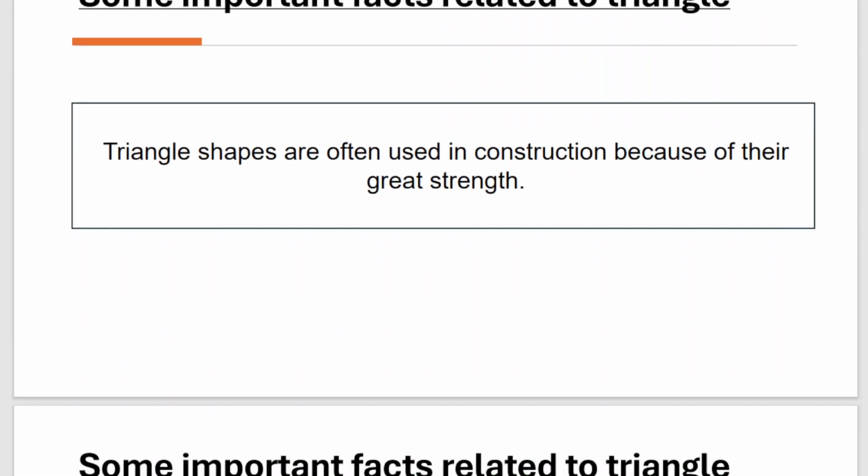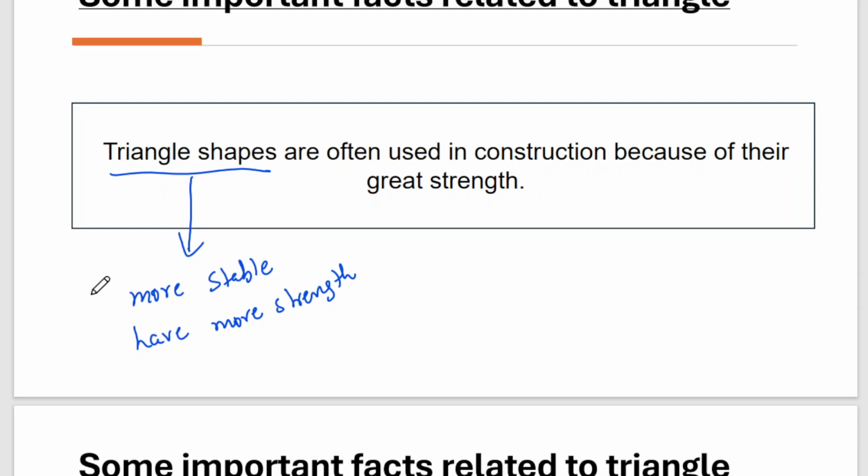Now coming to another point, triangle shapes are often used in construction because of their great strength. Always remember, triangle shapes are more stable, okay, and have more strength. Okay, so triangular shapes are more stable and have more strength.